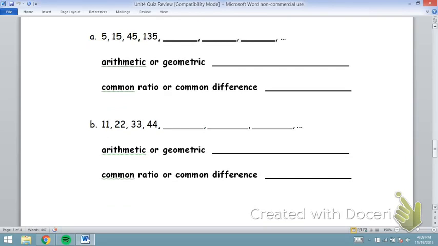And then you have to identify if it's arithmetic or geometric, if you're finding a common ratio or common difference, and what that common ratio or difference actually is. So take a minute and try to figure out what's going on here. How do you get from 5 to 15? And you know you're either multiplying or adding, since our numbers are going up in value. So take a second and try to figure that out.